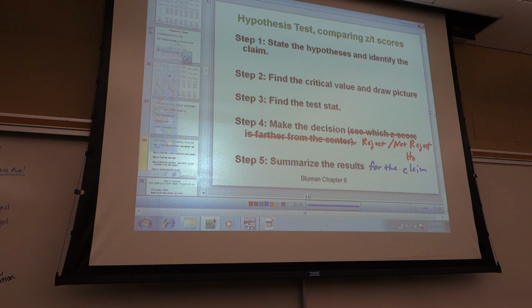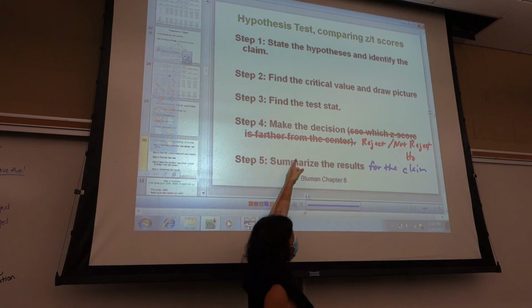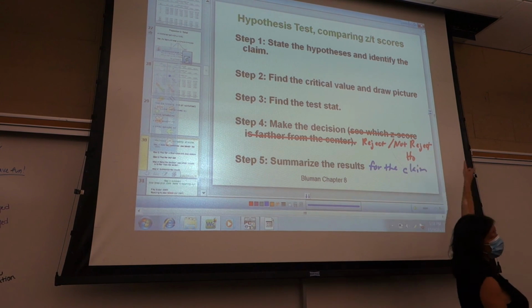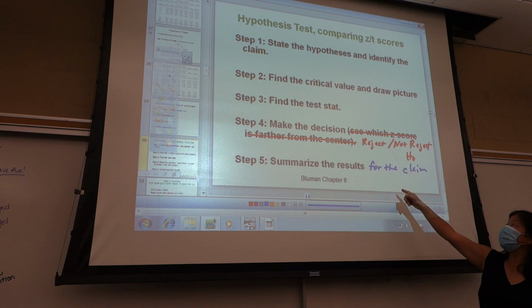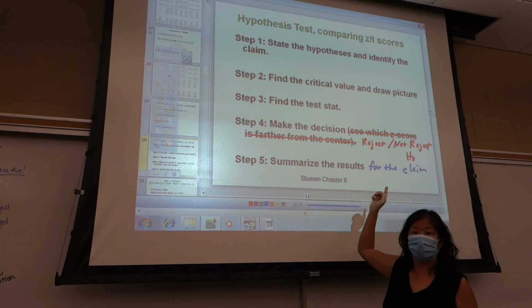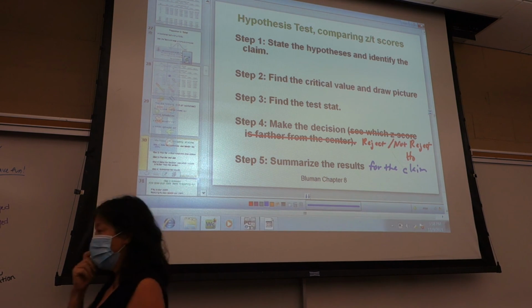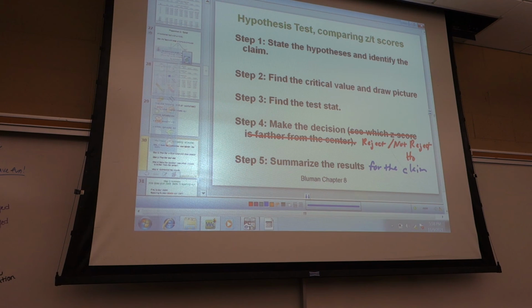Please note, step 4 is all about H naught, rejecting or not rejecting. It has nothing to do with your claim. Step 5 has nothing to do with H naught. It's all about your claim. So if you're watching at home, pause until you finish writing this down.